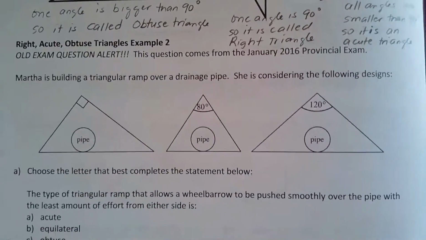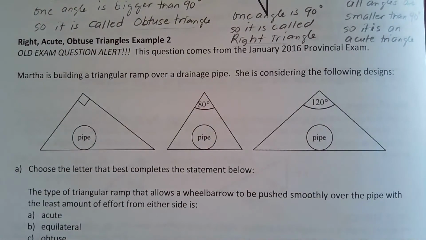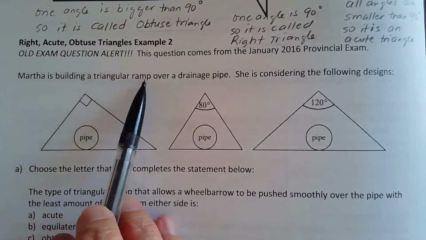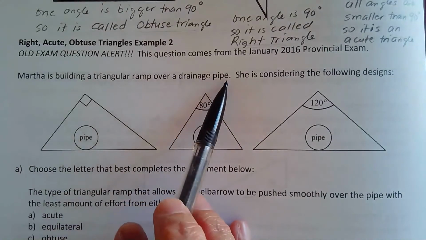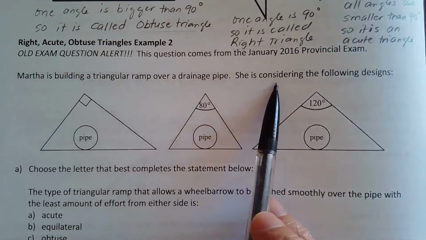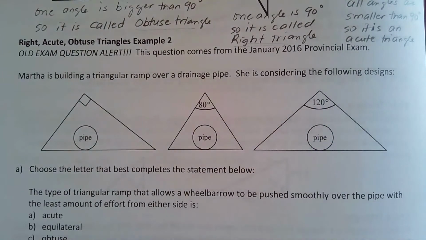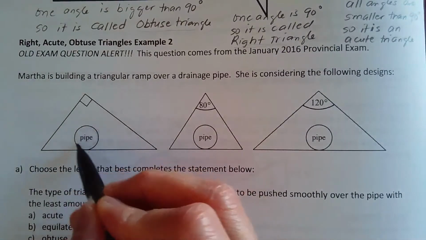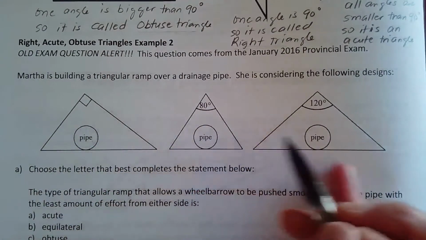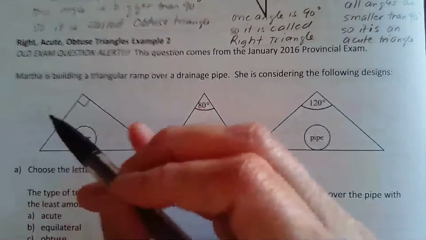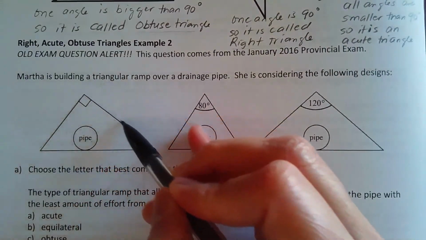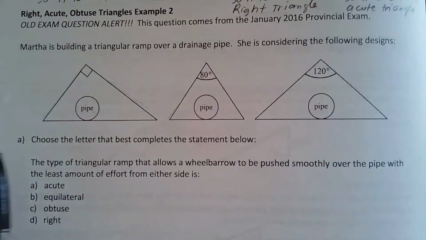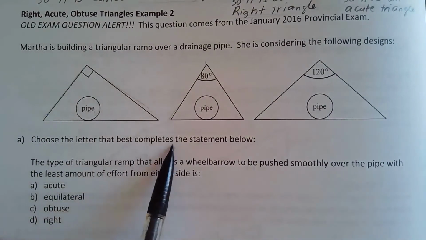Okay, and then here's another question. Last question. Martha is building a triangular ramp over a drainage pipe. She is considering the following designs. Okay, so a ramp. The circles are the pipe, and then there's a triangular ramp. There we go. Choose the letter that best completes the statement below.